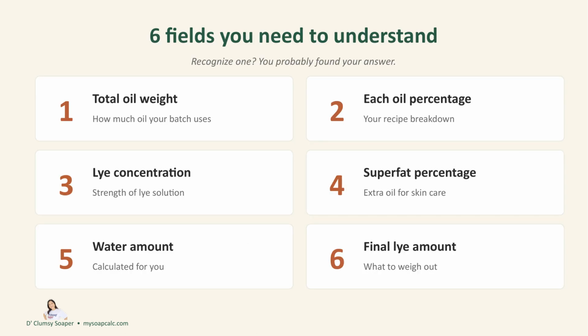There are 6 key fields that every lye calculator works with, and once you understand what each one means, the whole tool starts to make sense. You have your total oil weight, which anchors the entire batch size. Then each oil percentage tells you how your recipe is broken down. Lye concentration controls the strength of your lye solution, while superfat sets aside extra oil for skin conditioning. The last two, water amount and final lye amount, are what the calculator actually computes for you.